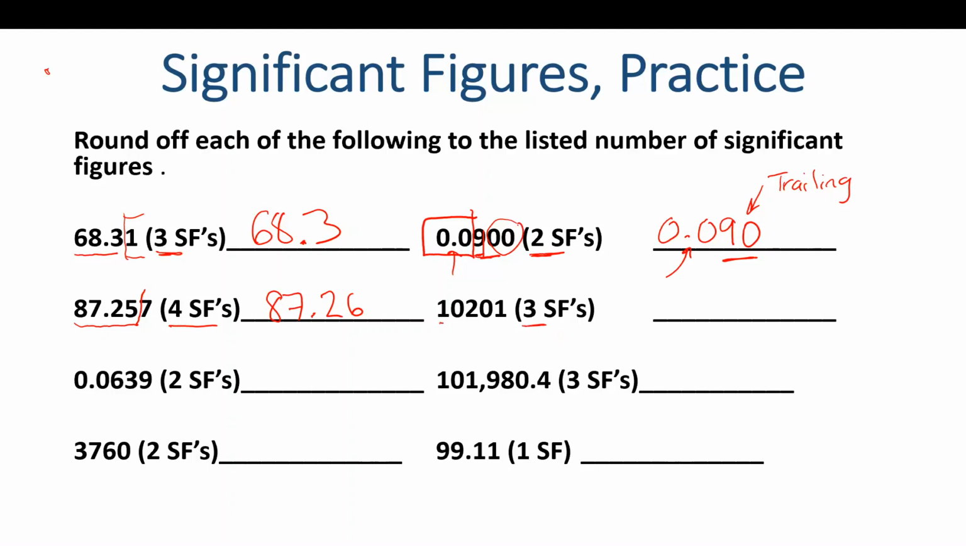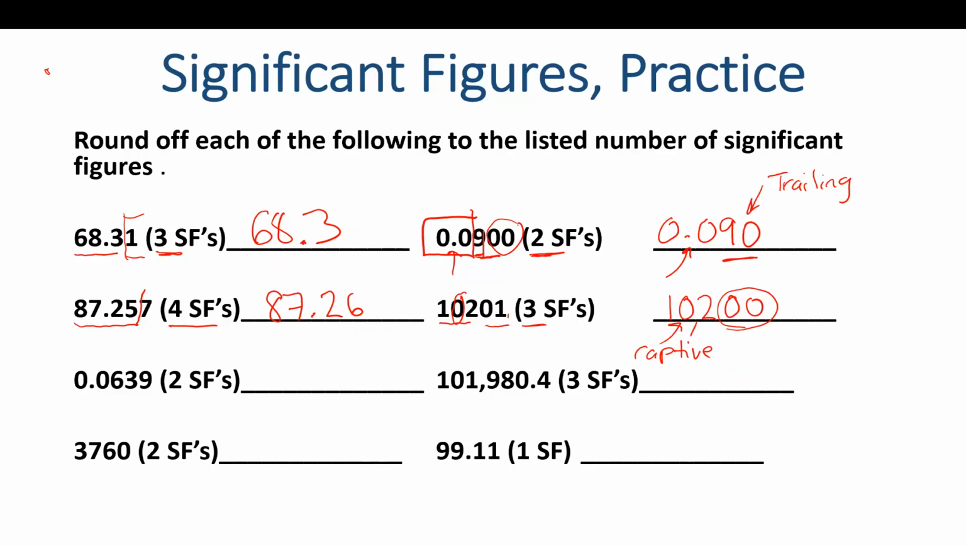Here I want 3 sig figs. So 1, 2, 3. This right here counts. Why? It's captive. So how would I write this out? I would still need to write placement value here. So I would use trailing zeros, but without a decimal. So I could write this as 10200, which really is 10,200. Okay? That would give me 3 sig figs. These trailing zeros do not count because there's no decimal. Okay, this captive zero counts.